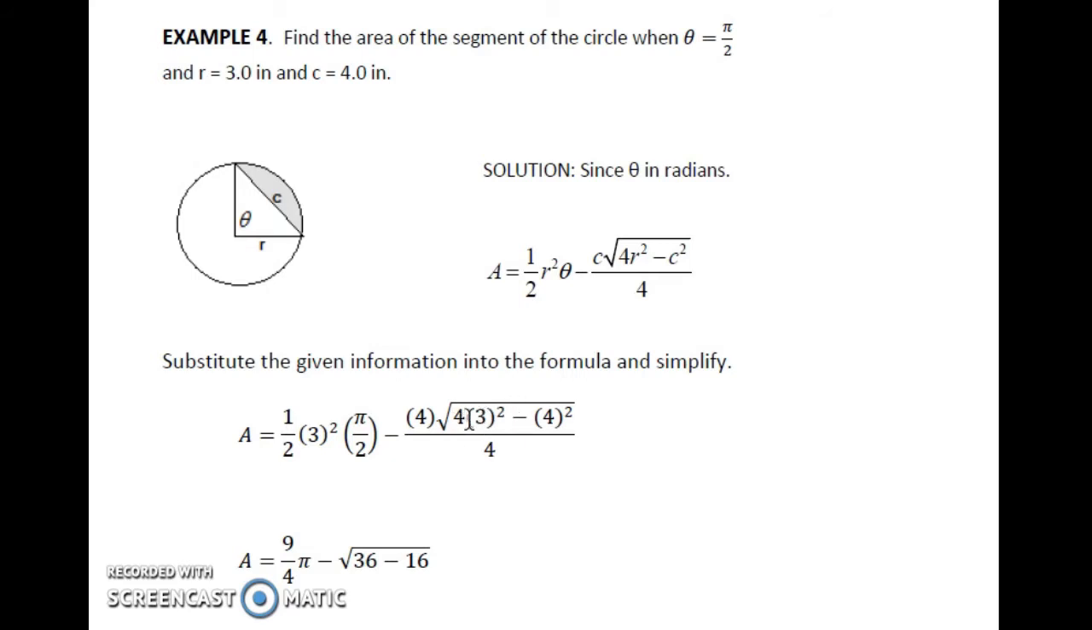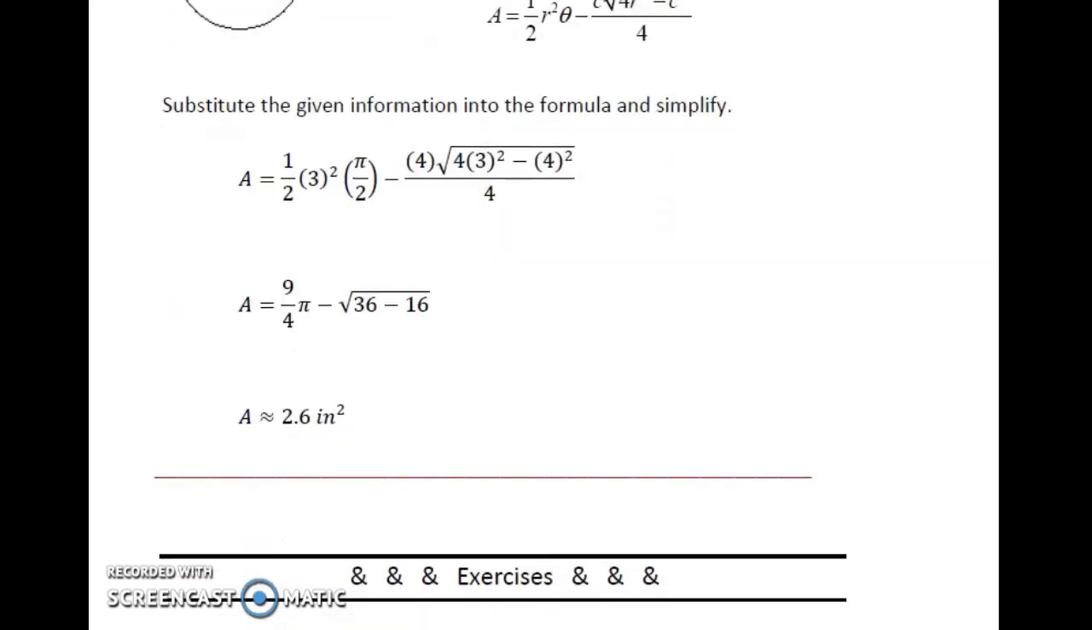3 squared, which is 9, times 4 would be 36. 4 squared would be 16. These 4's cancel out. Then we have 3 squared, which is 9. 2 times 2 is 4, so we get 9 over 4 pi. 36 minus 16, take the square root of that and subtract it from this. Looks like we could just put all this in the calculator and approximately get 2.6 inches squared for the area of the segment.